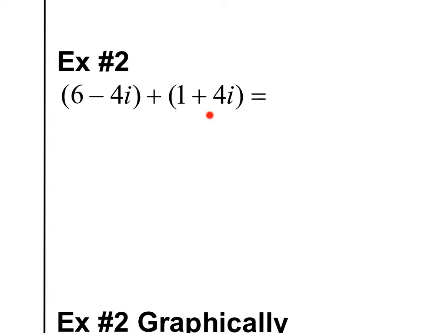And there's nothing really unique here. It's just the same rules as when you added with x's and y's. You just want to add your like terms. So here, 6 and 1 are your like terms. So 6 plus 1 is 7. And here your imaginaries are your like terms. So you have a negative 4 and a positive 4. So really, that's like saying plus 0i.